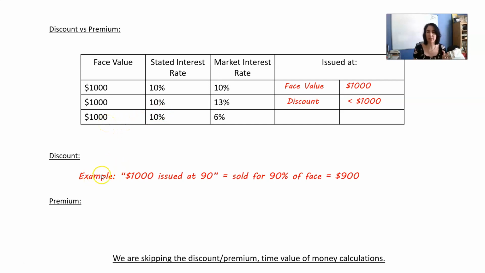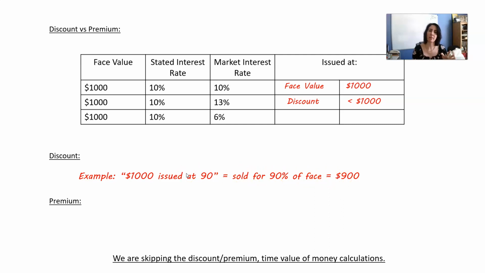To give you an example of how a discount would be listed, like if you were to look at bonds and how they're listed when they're sold, you would say something like the $1,000 bond is issued at 90. What they really mean is 90%. I don't know, maybe it's just too much work to put a percentage sign in there. But that would mean that the bond would be sold at $900.